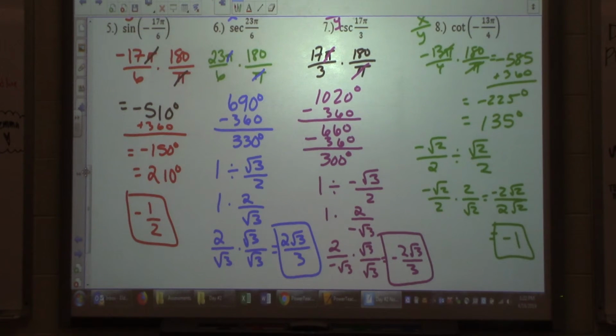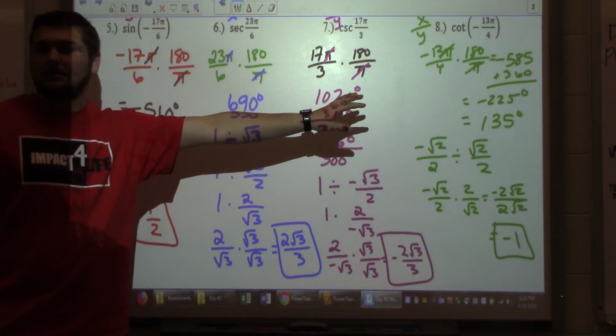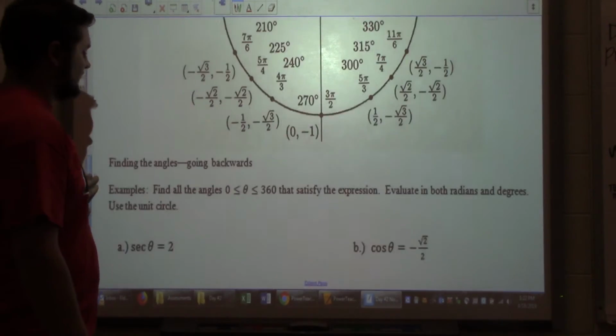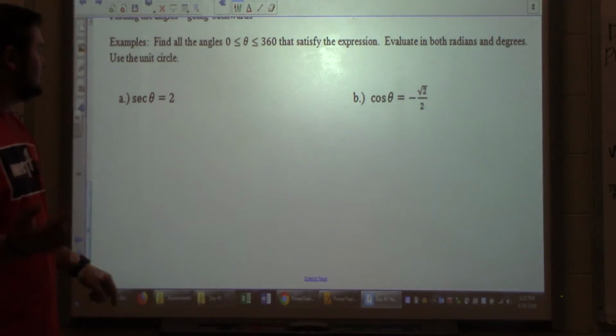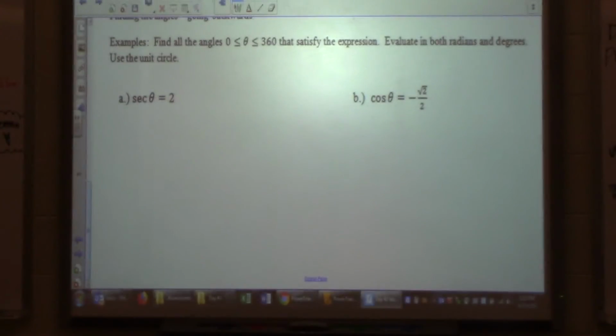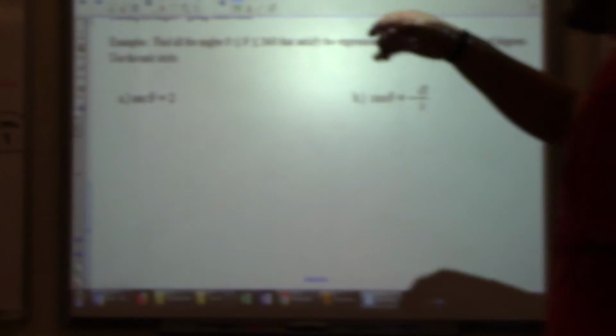Alright, hey guys, any questions on those two? Any questions so far? No? Okay. Then let's go the opposite way now. We want to find out angles between 0 and 360 that satisfy these expressions. So before we gave you the trig function, and we wanted the answer. Now we're giving you the answer, and we want the degree measure. That goes to the trig function.